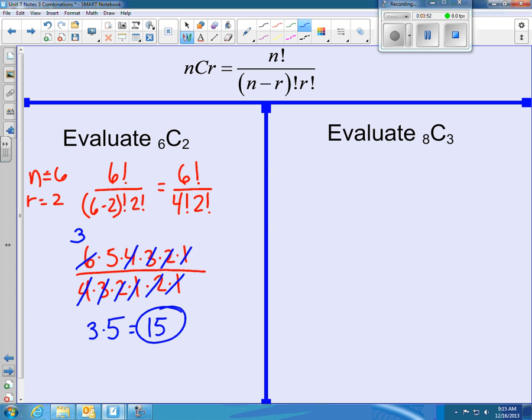Go ahead and let's try out number 3 on our own. Let's just get it set up together. N is 8 and R is 3.